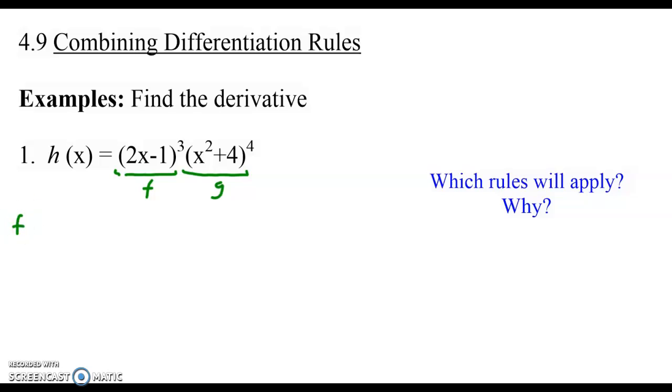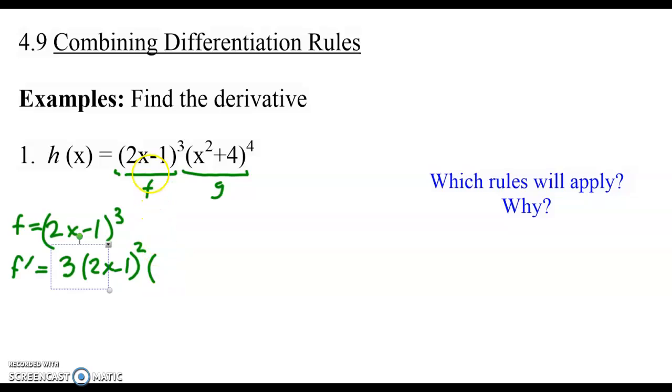Okay, let's look at f. The part f is (2x minus 1) all to the power of 3. To find the derivative of f, we need to use the chain rule. You can see that this 2x minus 1 is to the power of 3. So the chain rule says that the derivative will be the exponent multiplied by that original f to the power of the exponent minus 1, multiplied by the derivative inside the brackets, which in this case would be 2. So we see the derivative of f would be 6(2x minus 1) squared.